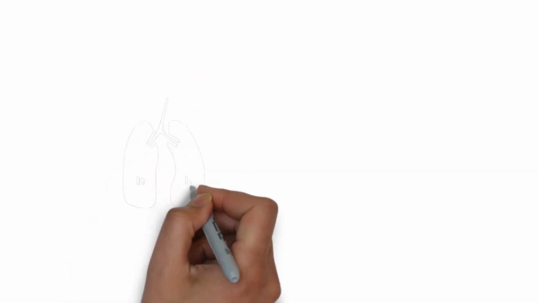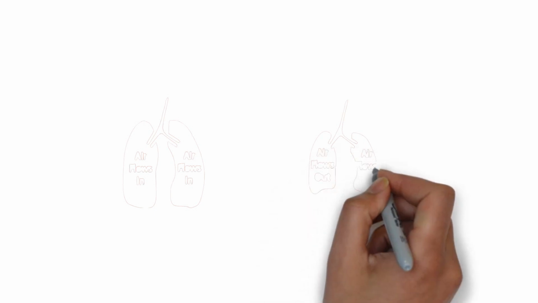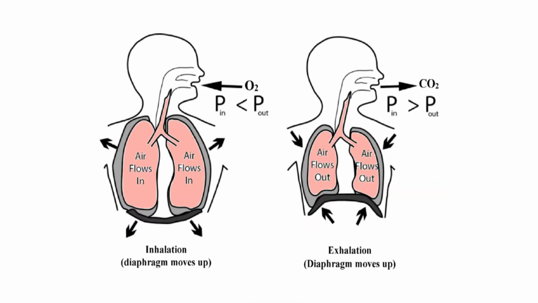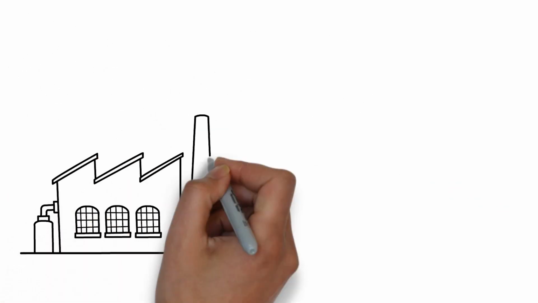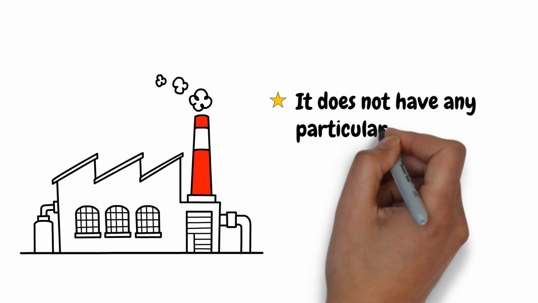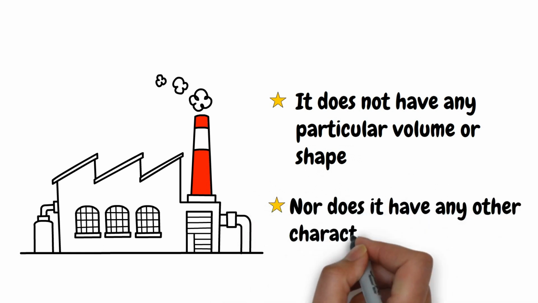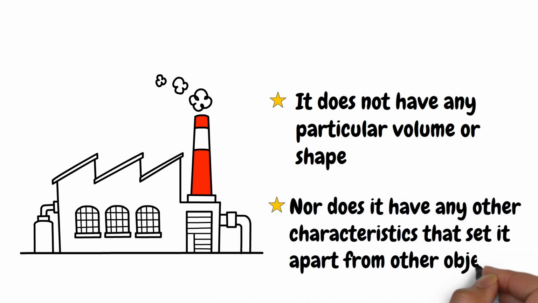An ideal example of a gas would be the air that travels through our lungs during the process of breathing in and out. Aside from the fact that it is spread across the environment, it does not have any particular volume or shape, nor does it have any other characteristics that set it apart from other objects.